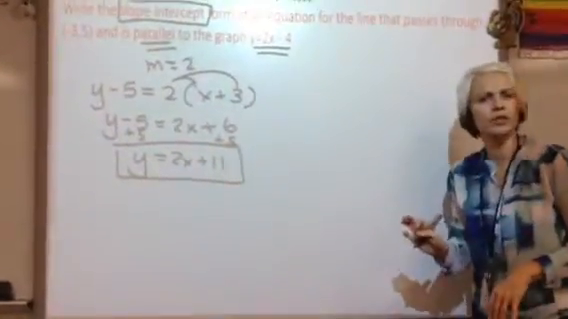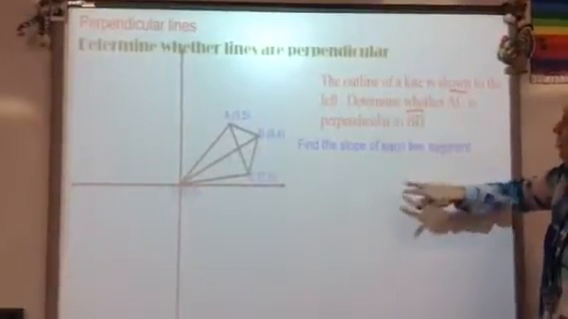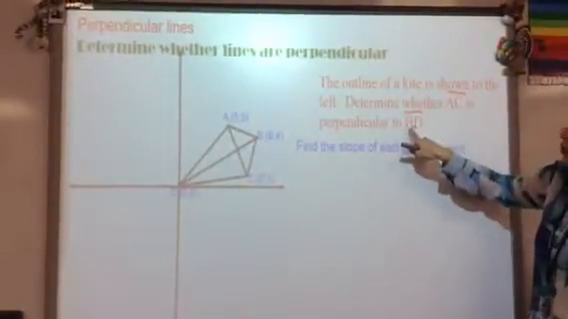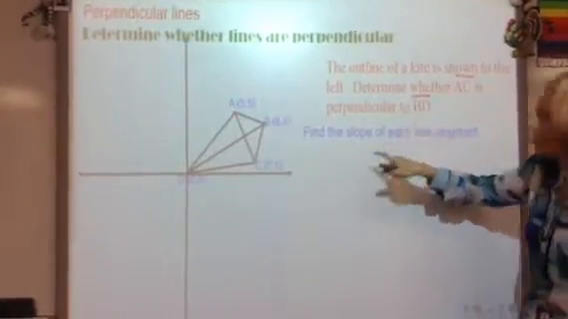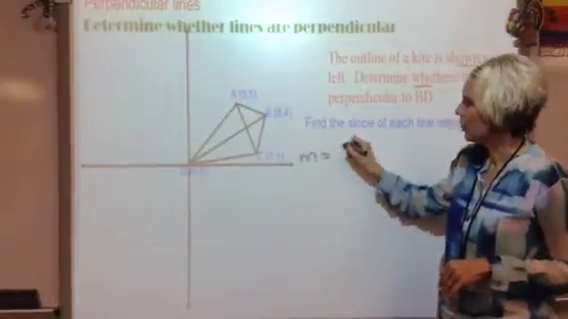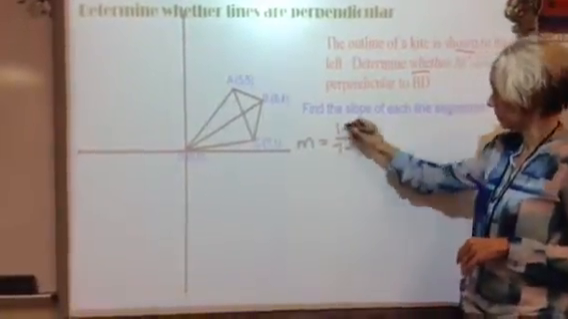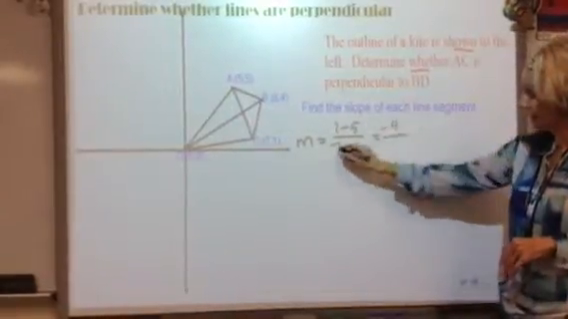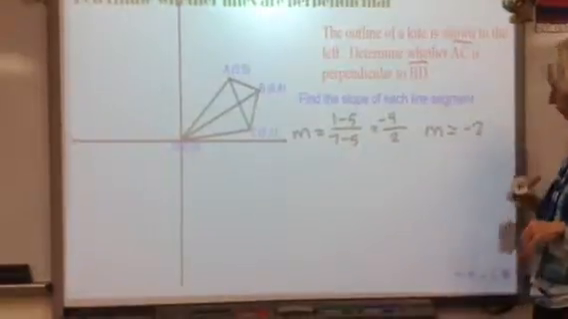Try one example in your notes. Now determine whether lines are perpendicular. We're going to have to find the slope of those line segments, and we want to see if AC is perpendicular to BD. If we want to find the slope of AC, we would do (1 - 5) over (7 - 5). 1 - 5 is -4, 7 - 5 is 2, so the slope is -2.